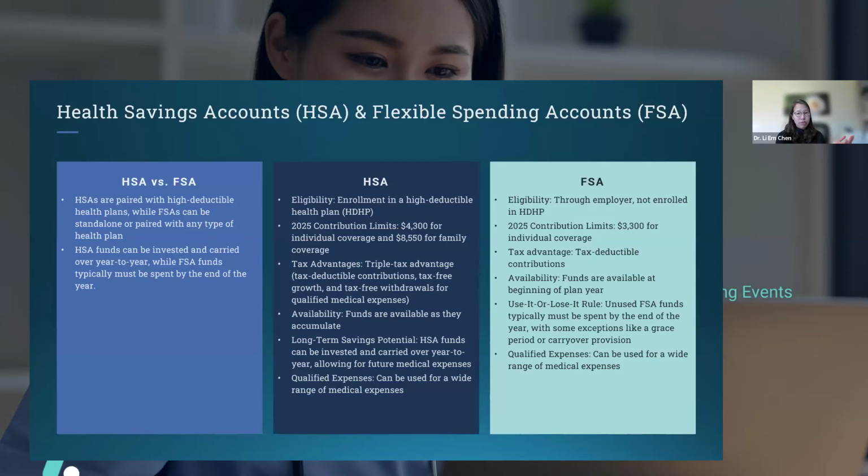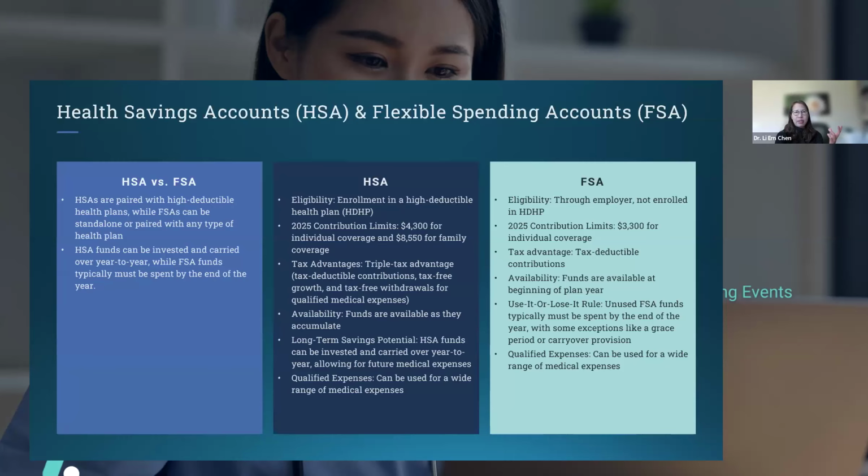It doesn't grow over the year. What you put in, what you say you want to elect, is what goes in. It does not get bigger. It also doesn't roll over year to year. So if you don't spend it this year, it's gone. Some plans will make an exception where they'll say, oh, it rolls over for 90 days into next year, things like that. But that's not uniform.